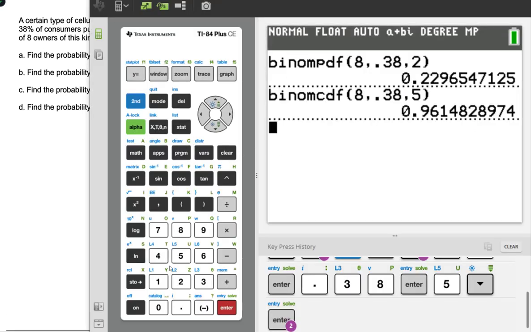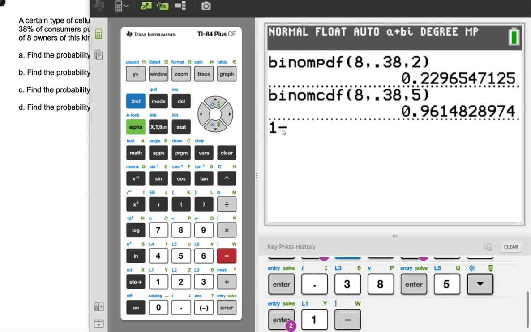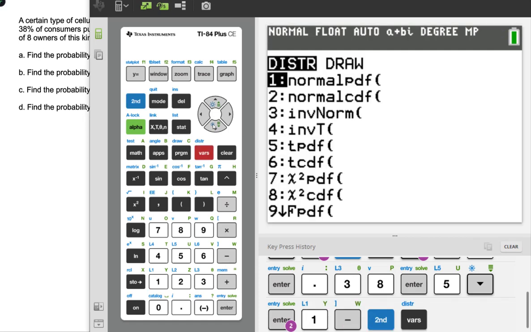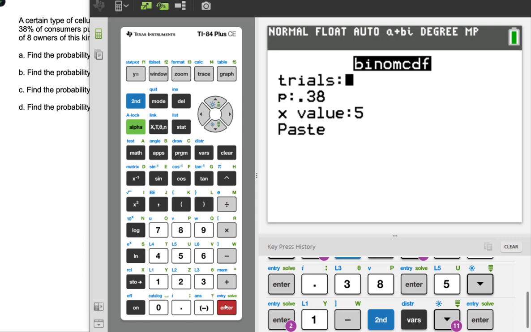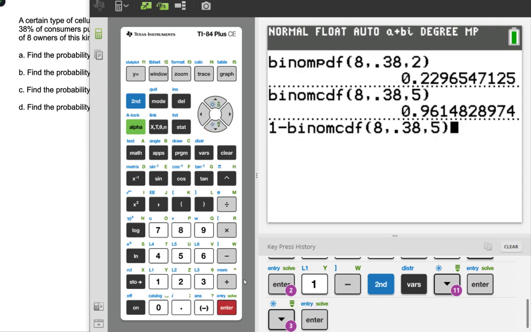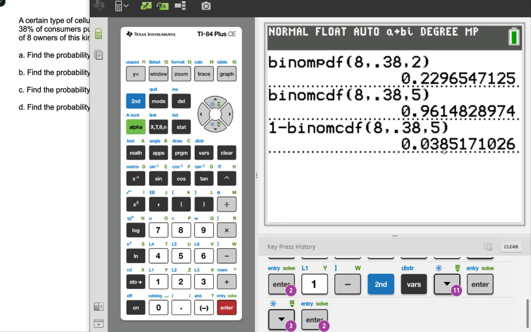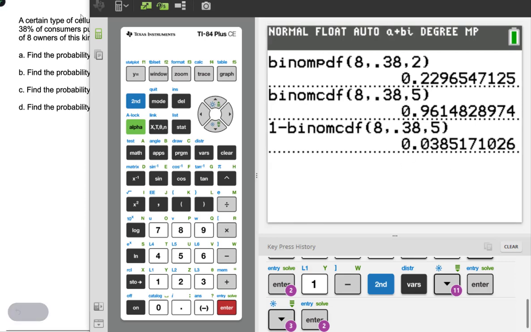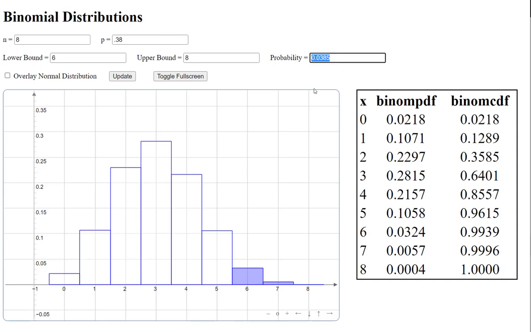So I would take 1 minus, you can just go ahead and put that on the home screen, then do second distribution, come down here to binomial CDF, number of trials, probability of success, they're still the same, and then my x value is still the same here with 5, and I'm going to paste that to the home screen. So now I'm doing 1 minus the previous probability, which is 0.0385. And if you'll notice, this sum of the shaded bars, and this program is set up to only add up the shaded bars, is 0.0385. So we have the correct answer.